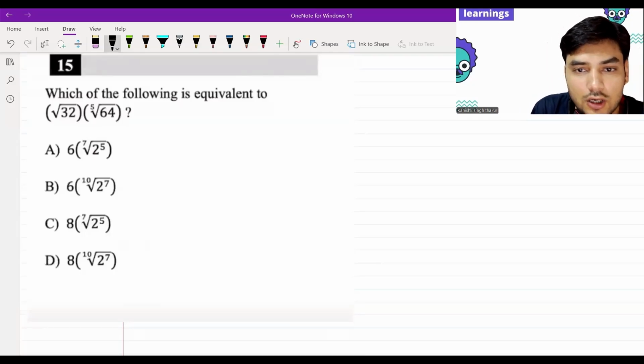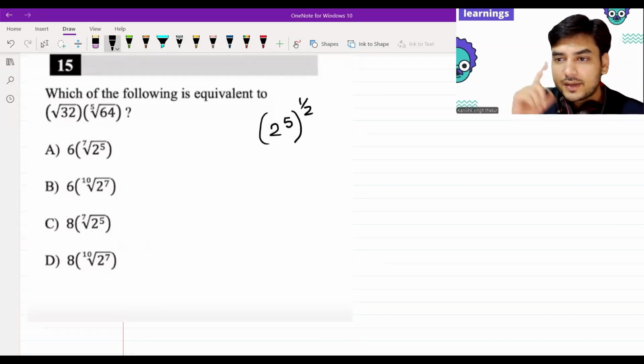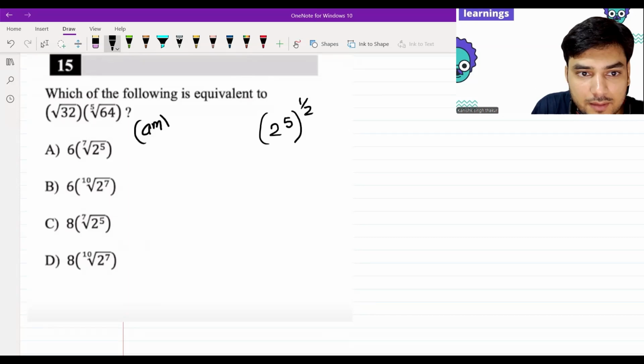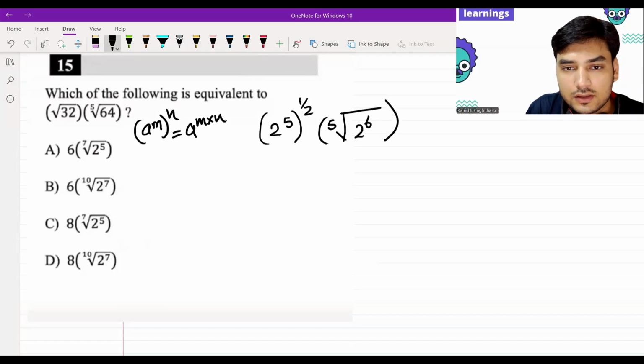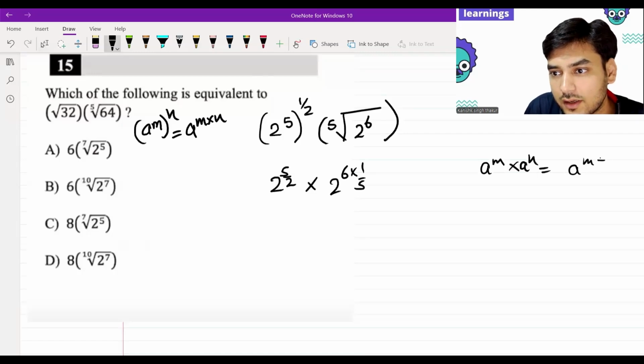So 32 is what? 2 to the power 5. Yeah. I can write this, and this will be power 1 by 2, right? Base is same, right? Power to the power is happening, so power will multiply. You can remember that a to the power m, to the power n is equal to a to the power m times n, isn't it? Now you have 64 to the power 1 by 5, that is 2 to the 6. Right. So what you have, 2 to the power 5, this will multiply, so 5 by 2 again, right? And then you have 2 to the power 6, and this will be multiplied by 1 by 5, right? Base is same, power will be added. You remember this thing, a to the power m times a to the power n is equal to a to the power m plus n, right?